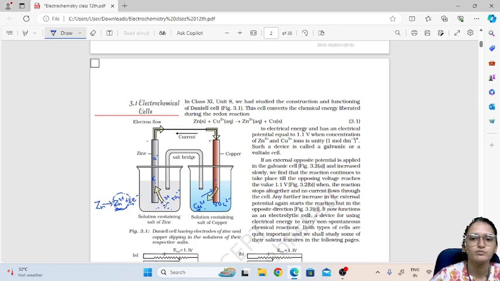So to solve this problem, what do we have to do? To solve this problem we put a salt bridge here. So after putting the salt bridge, what happens now? This salt bridge contains salts like KCl, and along with that we have agar-agar gel or solution, in order to make the ion flow easier.